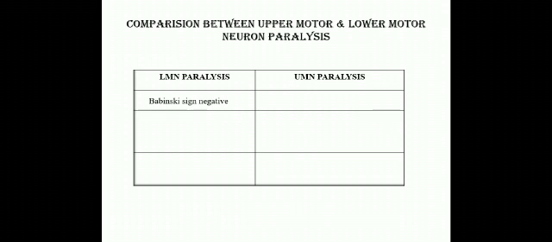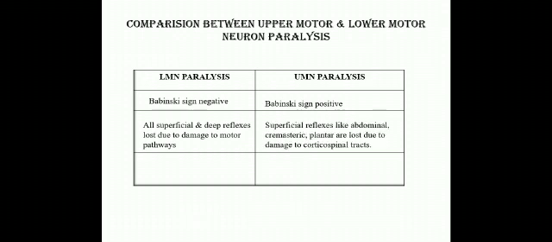The Babinski sign is negative in LMN paralysis. The Babinski sign is positive in UMN paralysis. All superficial and deep reflexes are lost due to damage to motor pathways. Superficial reflexes like abdominal, cremasteric, plantar are lost due to damage to corticospinal tracts. The LMN paralysis may affect a single muscle group as in poliomyelitis. It affects many groups of muscles as in hemiplegia.